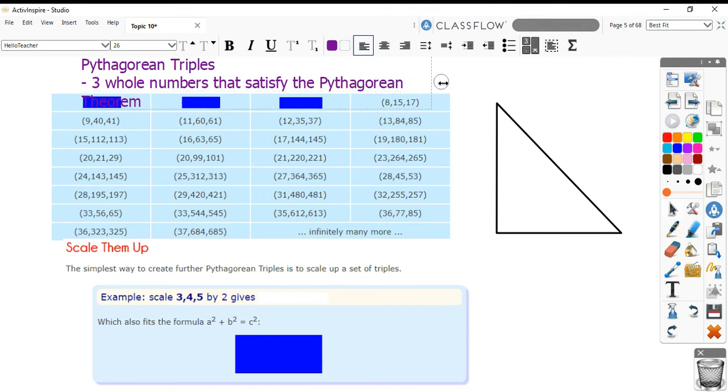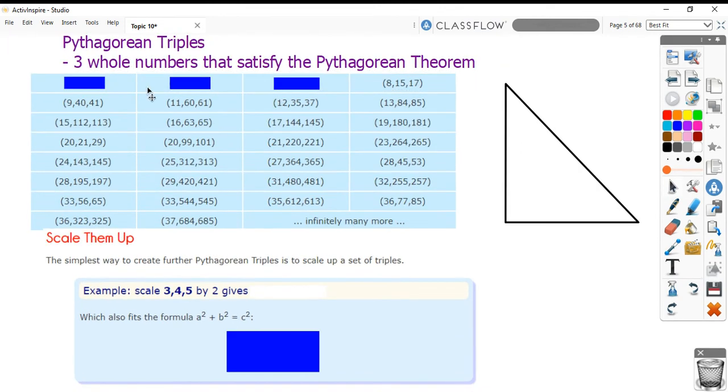That's what that PT on your paper stands for. A Pythagorean triple is a set of three numbers that satisfy the Pythagorean theorem. There's a whole bunch of them listed on your page right here. All of these work. So, for example, if one leg was 11 units and the other leg was 60 units, the hypotenuse would be 61 units. And if you plugged that into a squared plus b squared equals c squared, all of these numbers fit.